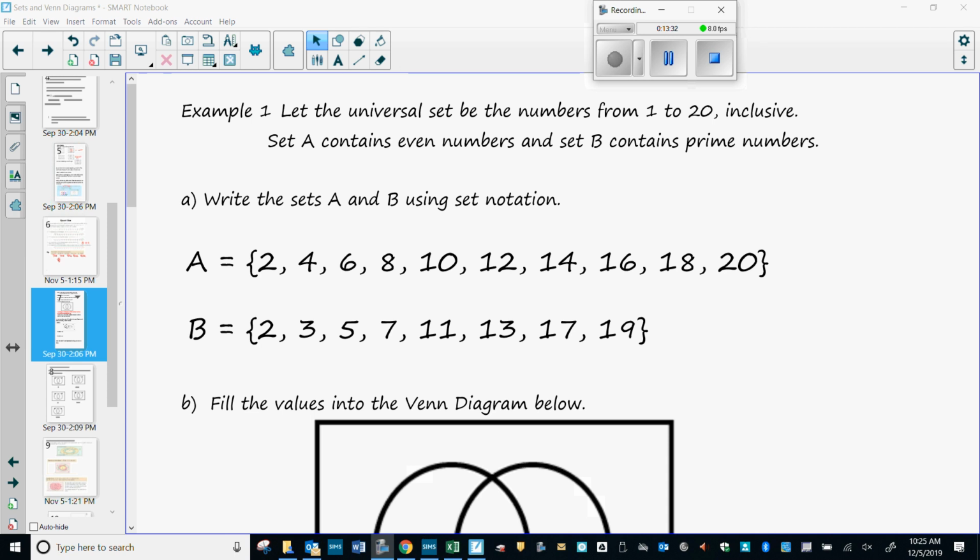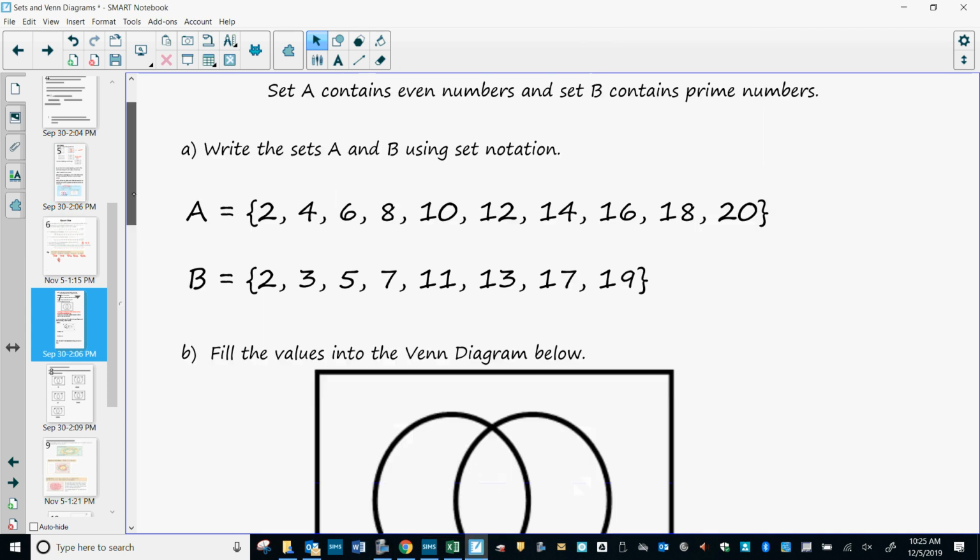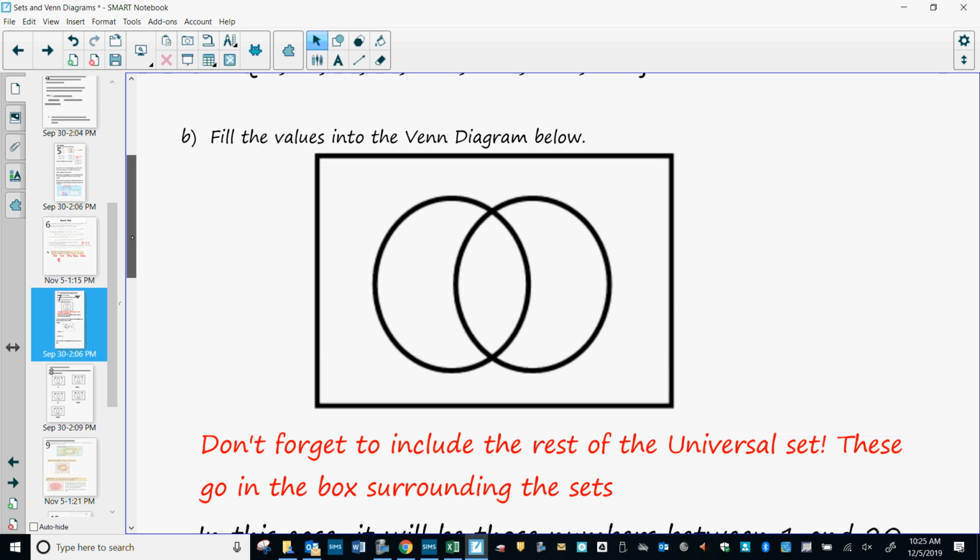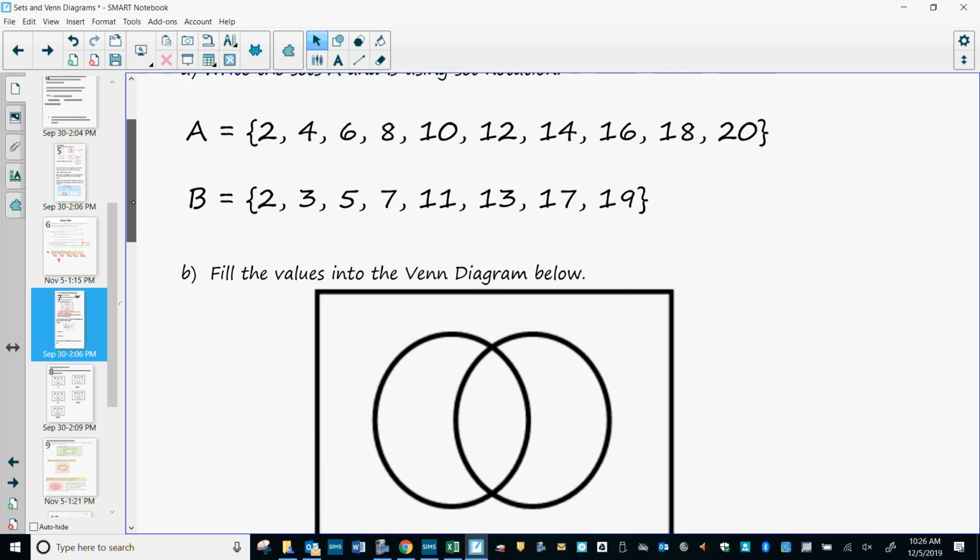Now, many questions do involve things like this, probability, lots of things. So if you are not hot with your prime numbers, please make sure you learn them at some point, or be able to work out what they would be. Alright, so we need to fill in the values into the diagram.